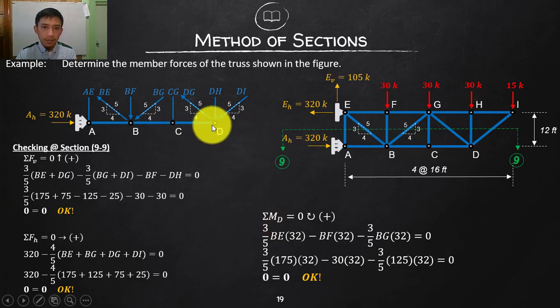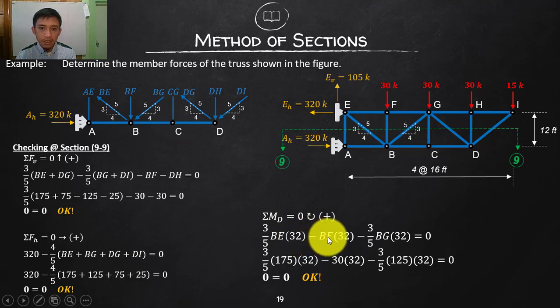If I take the moment there, then there is no moment of 320, no moment of this force. So we only have a moment of BF. You will break this down into components. The horizontal components will have no moment, since they pass through D. So we only have 3 forces with moments: this BF, the vertical component of BE, and the vertical component of BG. So 3/5 of BE is going up, and the distance is 32.